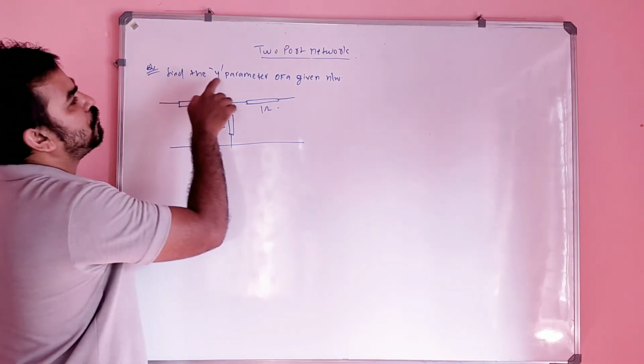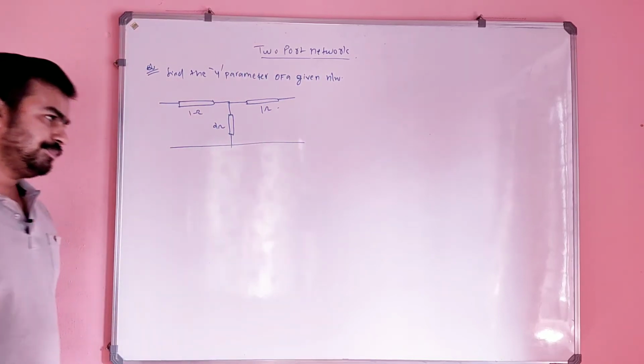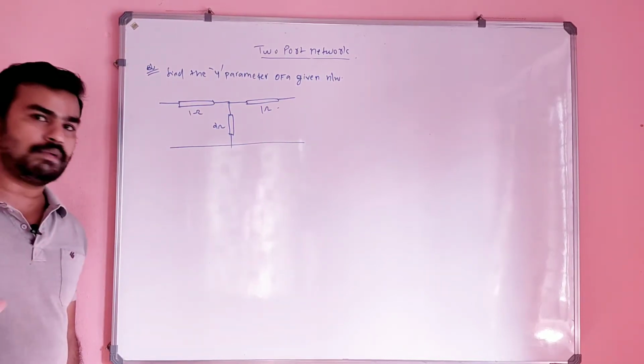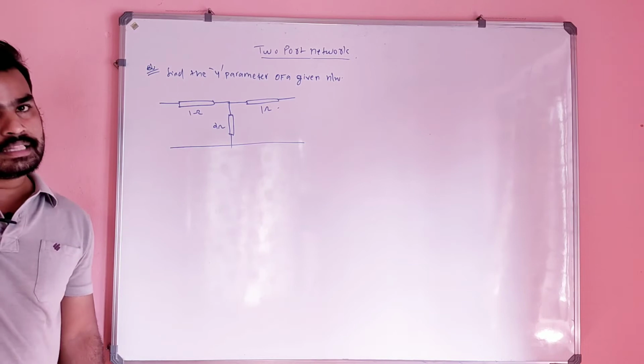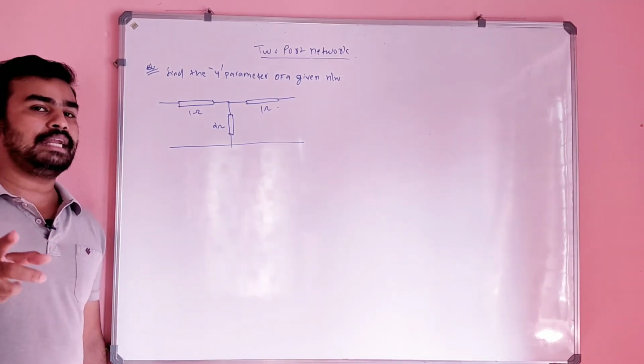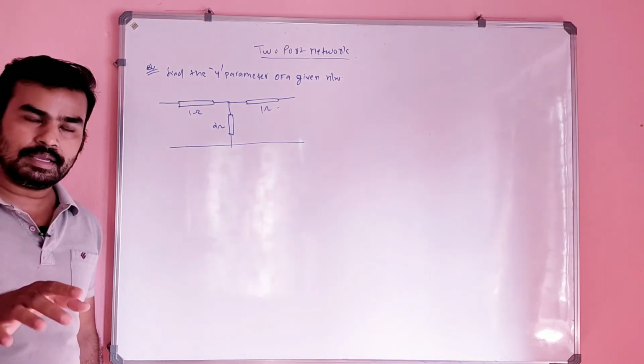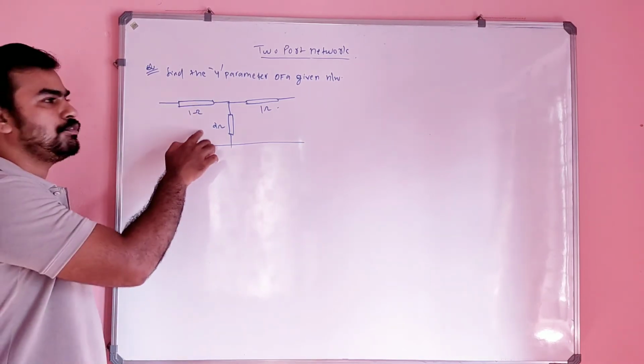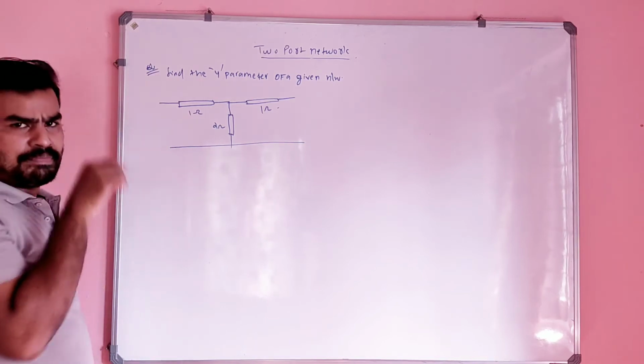Find the Y parameter of a given network. So far, we studied the Z and Y parameters. We learned that the Z parameter can be easily solved by a T network, and the Y parameter can be easily solved by a pi network. But this is a T network now, and we have to find the Y parameter.